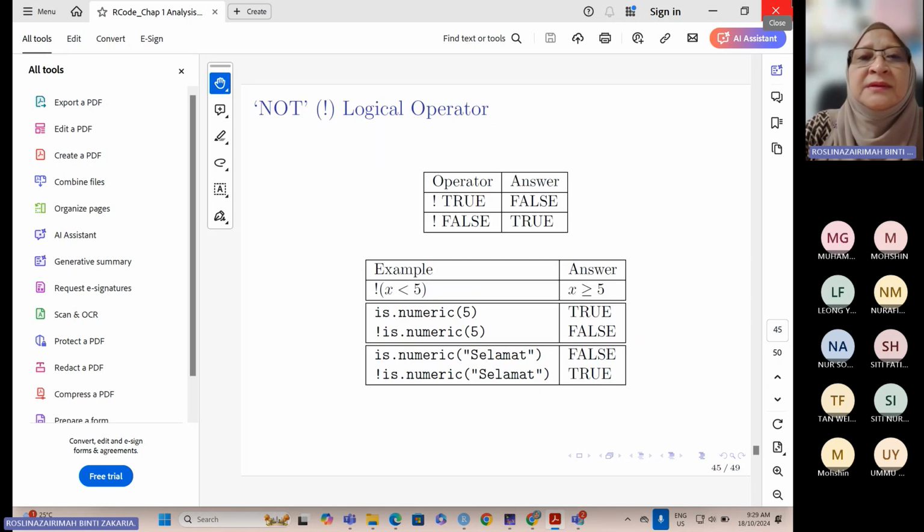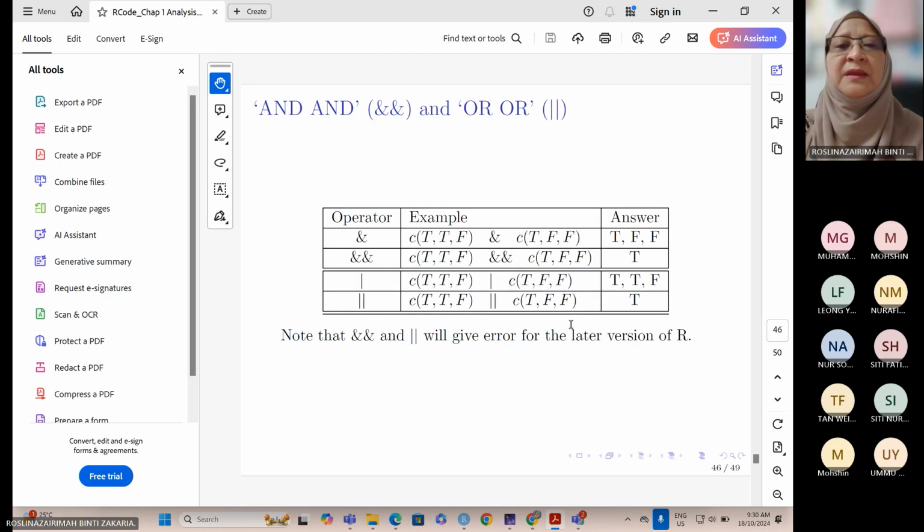Again, if you see the exclamation mark, it means not. Like in this case, not X less than 5, the answer will be X greater than or equal to 5. Is 5 numeric? True. Not numeric? False. And so on. So you can try that in your R. This is more on the symbol of and, or.